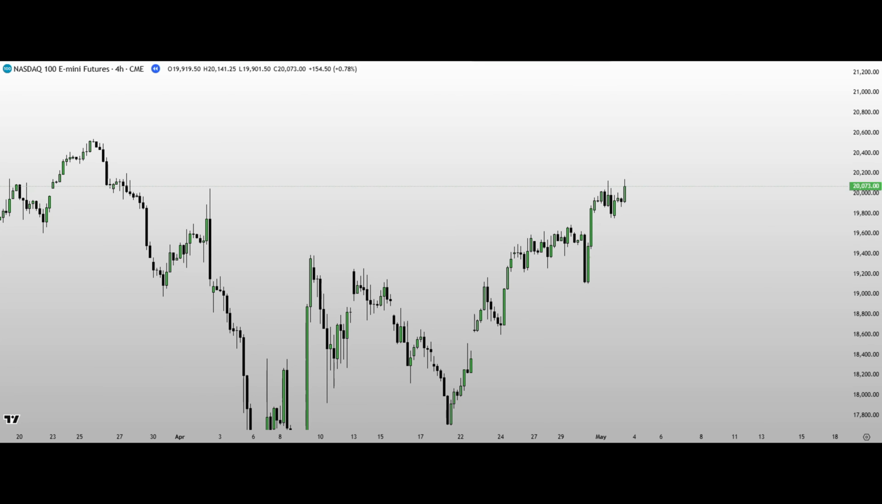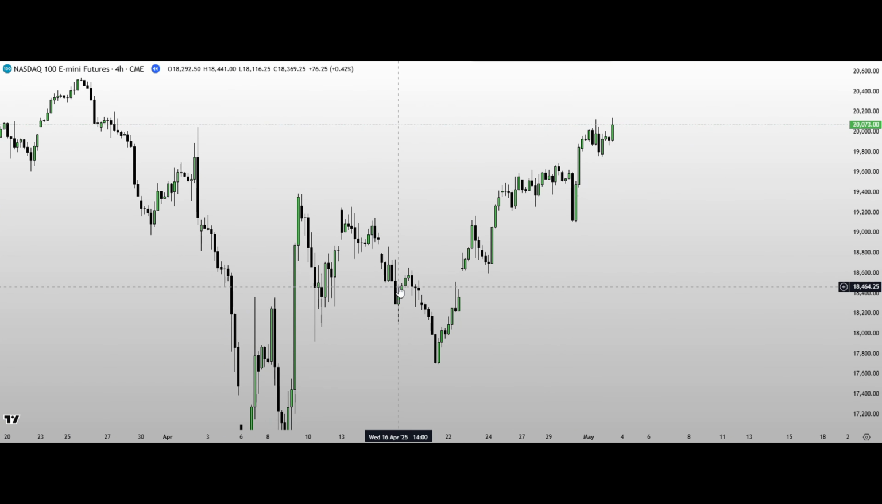All right, so let's get into a visual example of this model. For this example, we are going into the AM session to showcase the model. And we're beginning on the 4-hour to find the likely draw and session bias. Clearly, without a doubt, price is bullish. The order flow is bullish. We're forming bullish breakers, respecting it, respecting bullish imbalances, disrespecting bearish imbalances.